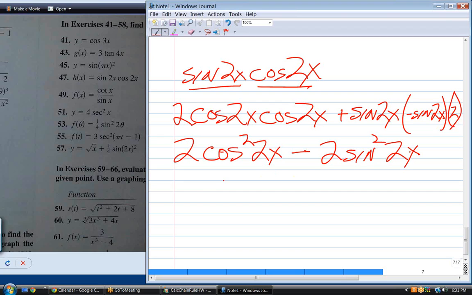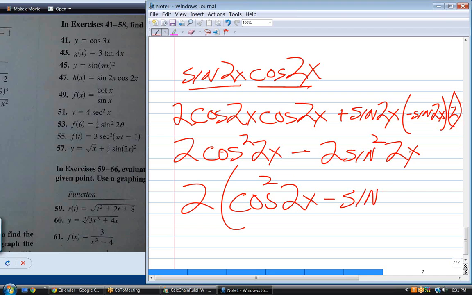And I could take the 2 and factor it out. The only reason I might want to do that is because that is a trig identity. That is the double cosine angle identity. So I could replace that whole thing with cosine of 4x. I don't know how well you remember your trig, but cosine squared x minus sine squared x is equal to cosine of 2x.